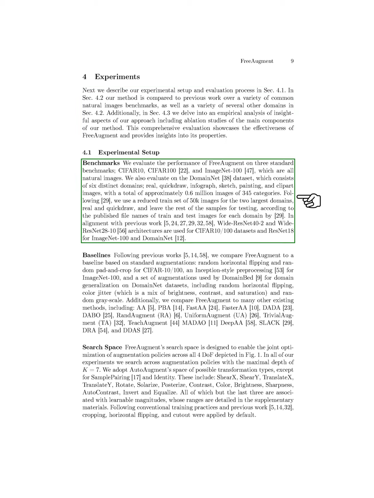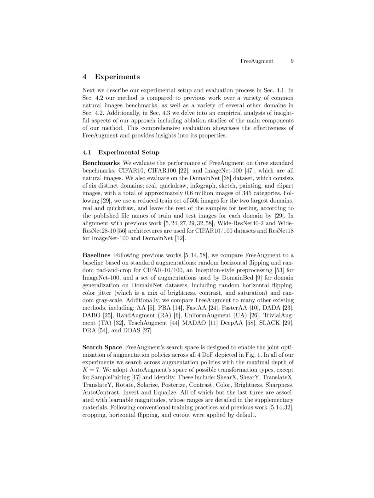For our experimental setup, we evaluate FreeAugment on 3 standard benchmarks consisting of natural images. We also assess its performance on a dataset with 6 different domains, totaling around 0.6 million images across 345 categories. We use a reduced training set for the 2 largest domains and reserve the remaining samples for testing. In line with previous studies, we employ specific architectures for the datasets.